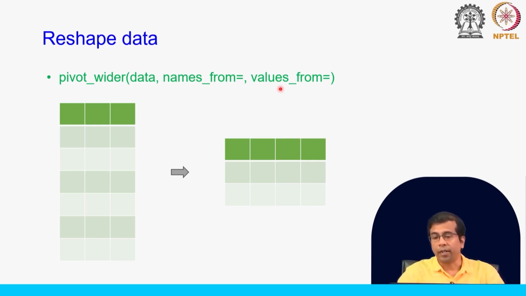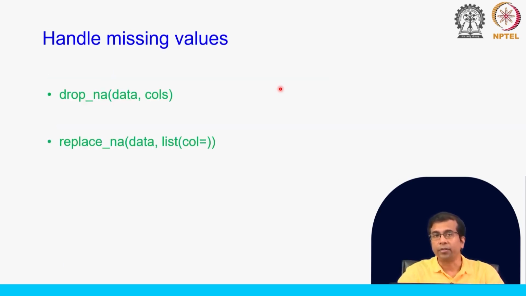This tidyr can also handle missing values. There are commands that can help in handling missing values. For example, there are two functions that you can use. One is called drop NA, so if we have NA values, it can drop those. Or you can say replace NA, give the data, and then mention where the values are.